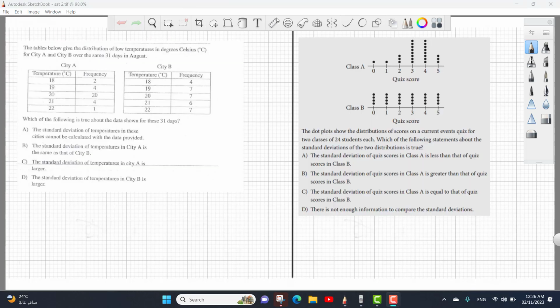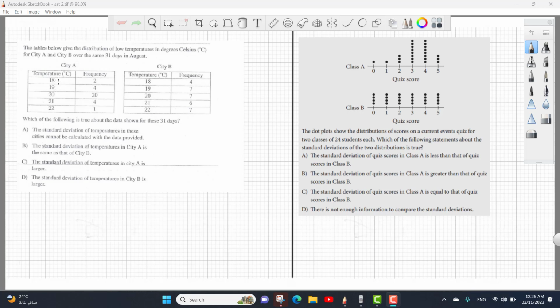For example, here we have two different questions from SAT exams, and they ask about the standard deviation. In the first question, we have city A and city B, and it asks which of the following is true. The standard deviation cannot be calculated, which is wrong. You can always calculate the standard deviation of quantitative values. Whenever you have values as numbers that represent quantity, you can calculate the standard deviation.